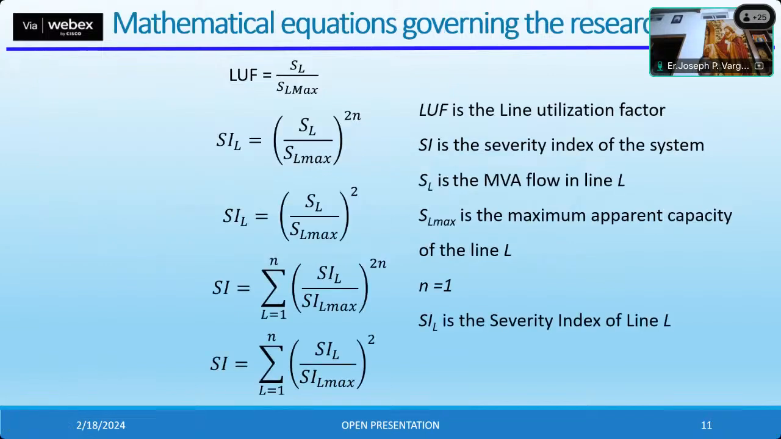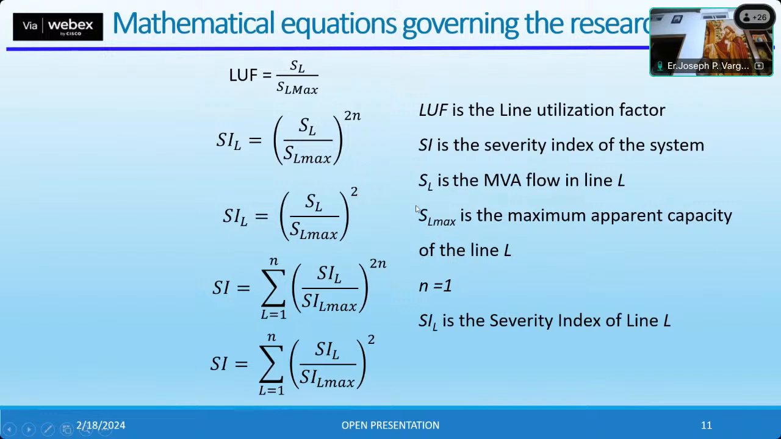The various mathematical equations governing this research: the line utilization factor is the flow of power, that is in MVA, divided by the maximum capacity of the transmission line, or we can call it the thermal capacity of the line. From references and from the textbook of Allen Wood, it is understood that the severity index of any line can be expressed as the ratio SL by SL max, all raised to 2n. That is the line utilization factor all raised to 2n.